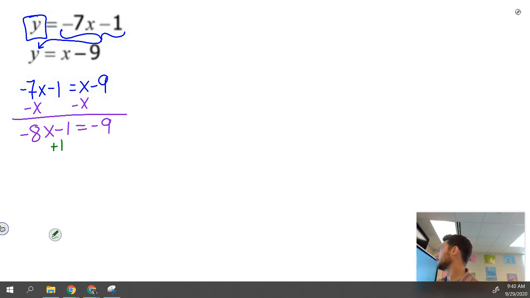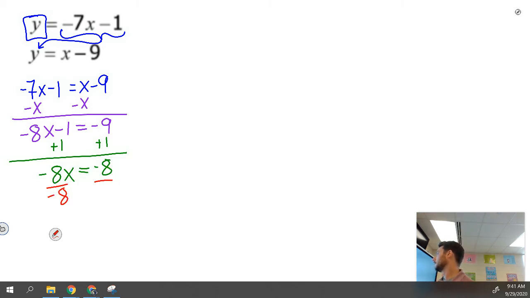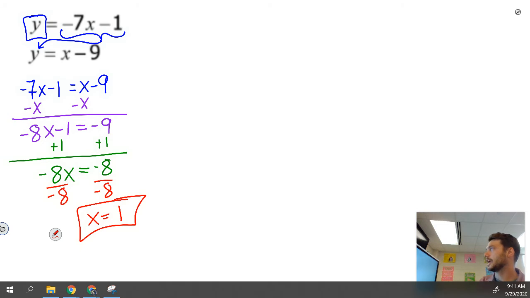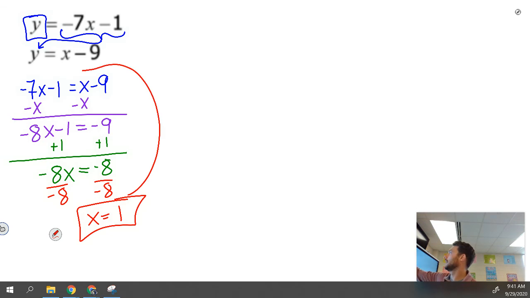Plus 1. Negative 8x is equal to negative 9 plus 1, which is negative 8. Great. And if I divide by negative 8, x is equal to a positive 1. Great. And you can once again substitute it into either equation because it has to work for both. So if it works for one, it will work for the other. So we'll plug 1 in here. Why not? That one looks easier.